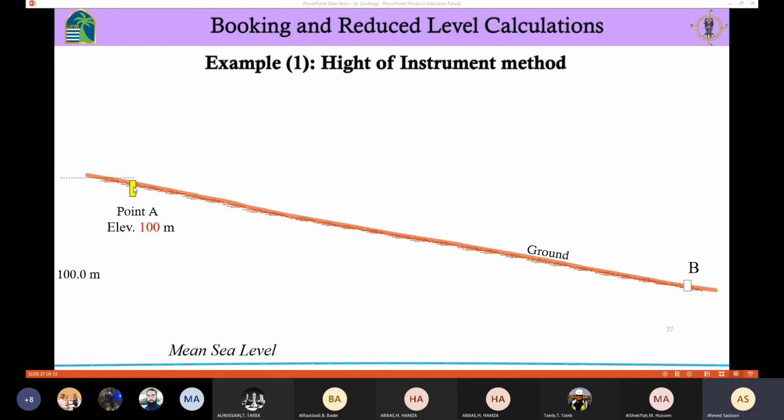Now I find point A. Point A is a benchmark, and the benchmark is 100 meters, which means that the elevation of point A is 100 meters from here to here. Then I'm going to place the instrument between the benchmark, which here is point A, and point B. Of course, we don't know the elevation of point B. That is why we need to do the leveling.